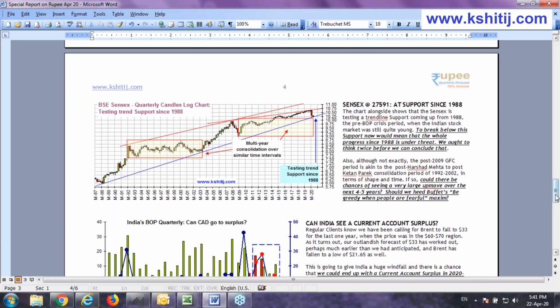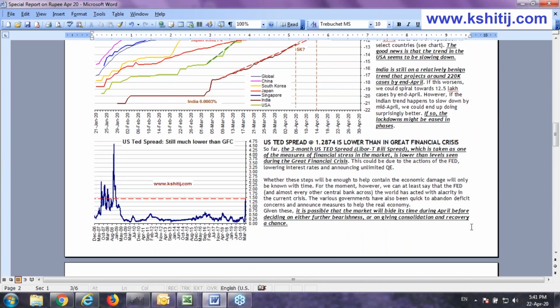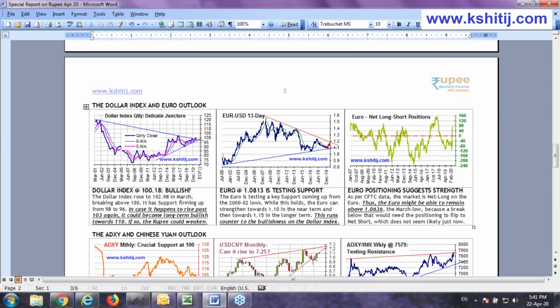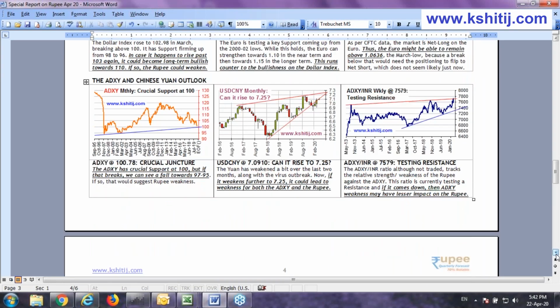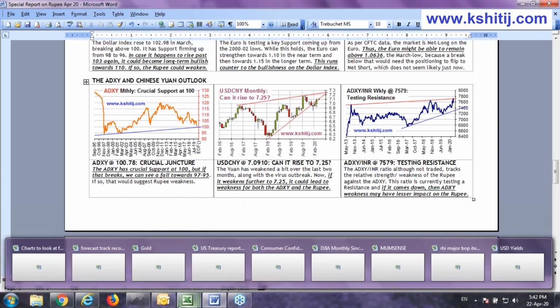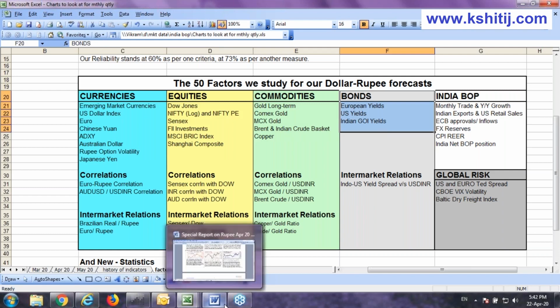Again, coming to our April forecast, here we had featured the Dow Jones, the COVID chart, the US debt spread, and we had also looked at the currency markets. Within that, we had looked at the dollar index, the euro, the Asian currency index, the Chinese yuan, and the ratio between the Asian currency index and the rupee. So largely, if I were to classify the factors which impact the rupee, it is the currency markets, the equity markets, the commodity markets, and the bond markets. These are the four markets from which the demand or supply for rupee for the dollar keeps coming in or going up.